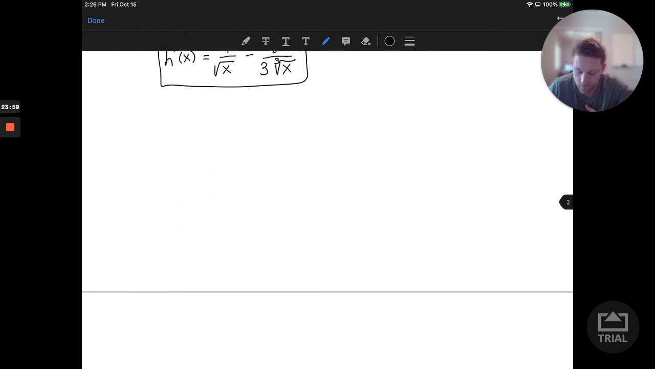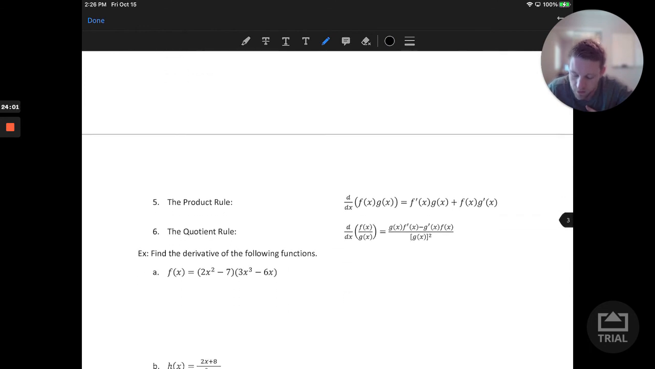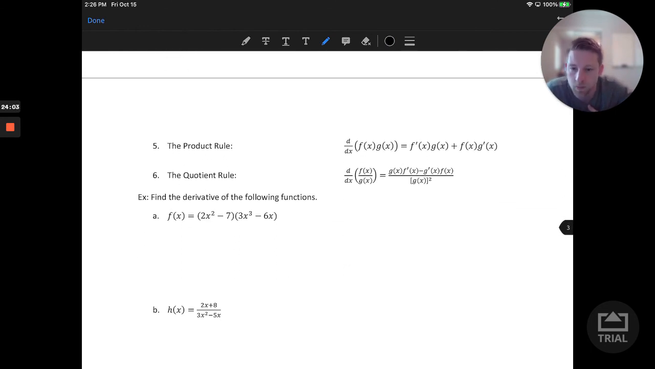In the next video, we will jump into a few more rules. We'll look at the product rule, quotient rule, and then we'll look at exponentials and logs as well.